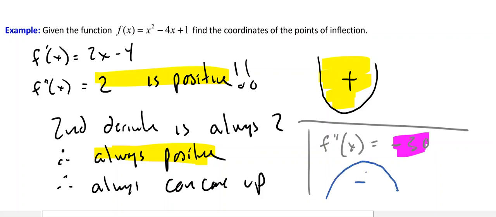Always concave down. In other words, there is no inflection point. There's no point of inflection. If your second derivative is always positive, or if it is always negative, if it's a constant, there's no point of inflection. And the concavity is always positive or always negative and never changes. All right, so that is concavity and points of inflection.